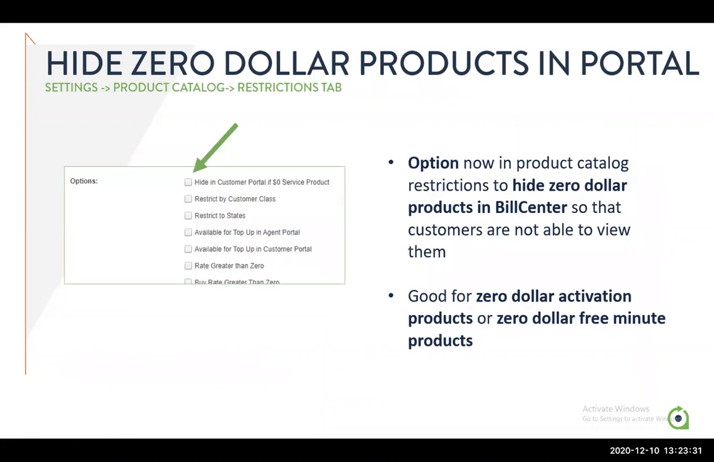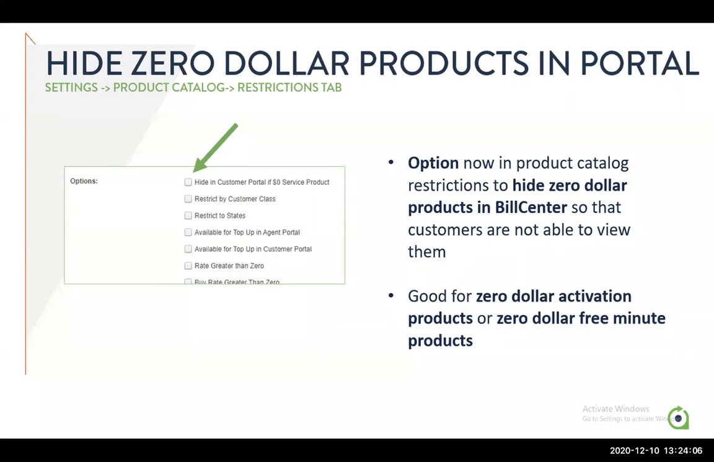Okay, hiding $0 products in BILLCENTER or your customer portal. If you go to settings, product catalog, and you pick a product and go to the restrictions tab, there is now an option called hide in customer portal if $0 service product. This is great for those products that you have to set up for the system to behave the way you want it to behave. For instance, those $0 activation products that some of you use, or the free minute products.